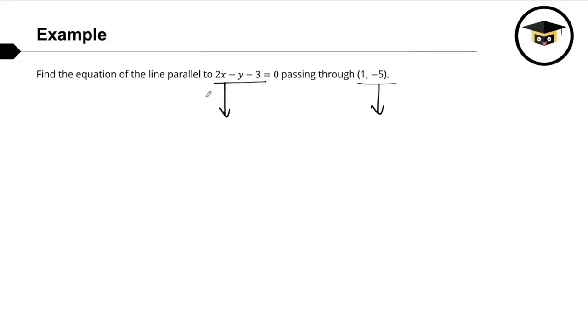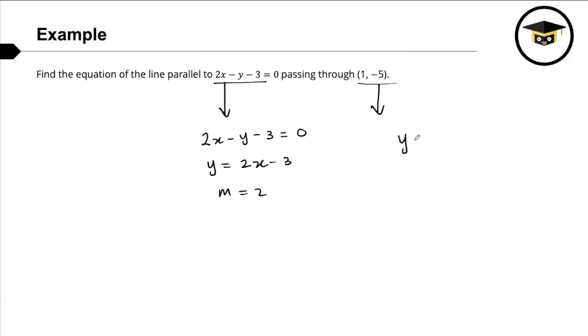And how do we do that? Well, we need to convert the general form into point gradient form. So that means we have 2x minus y minus 3 equals 0. So if I make y the subject, y is equal to 2x minus 3. So that means the gradient is equal to 2. So that means my gradient is also equal to 2.